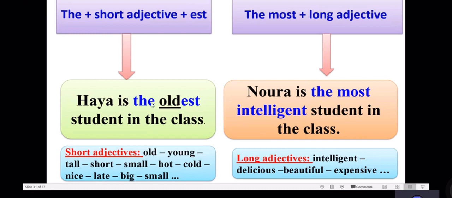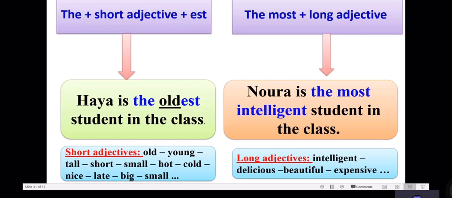Example, Haya is the oldest student in the class. Here I'm comparing Haya with the rest of the class, a big number of students. When I compare a number of students, I use the superlative form: the plus short adjective plus est. Short adjectives are adjectives with one syllable: old, young, tall, short, small, hot, cold, nice, late, big, and so on.